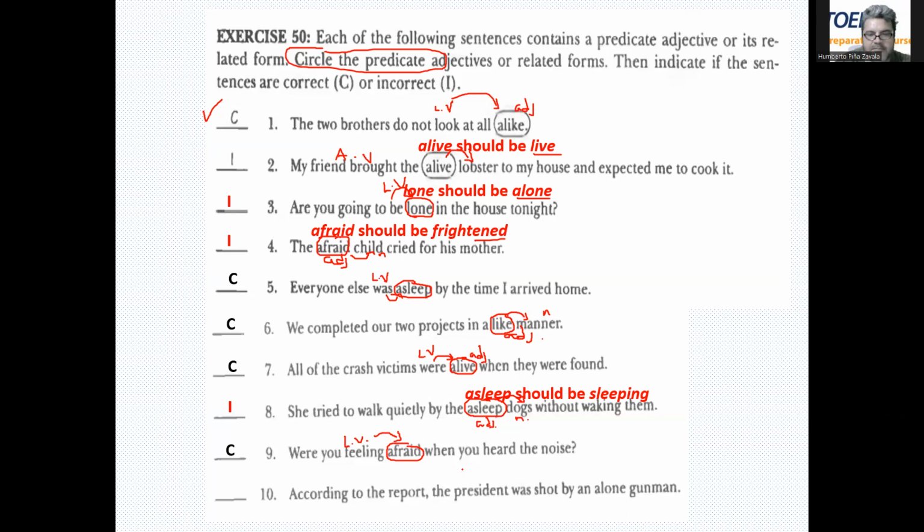So this is fine. I'm going to report the president was shot by an alone gunman. Right. So even though alone is an adjective, this is an adjective that only comes after linking verbs. There's no linking verb here. So this is incorrect. It should be lone. According to the report, the president was shot by a lone gunman. All right, so look at the answers and look at what you did.